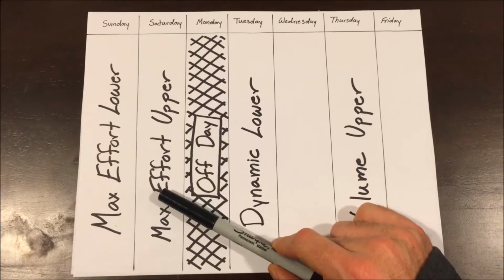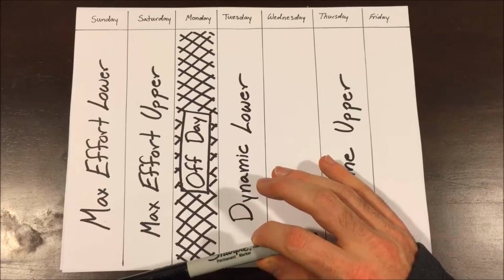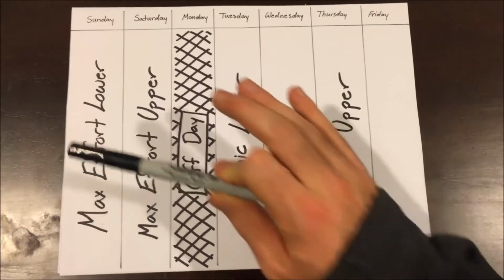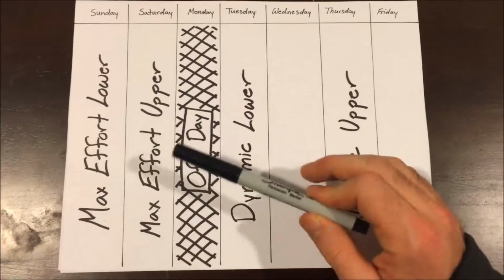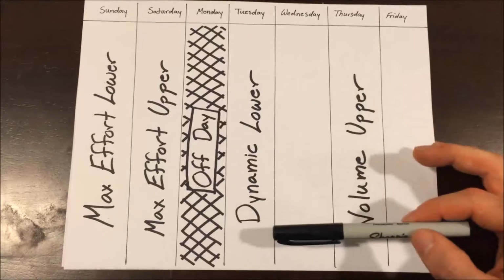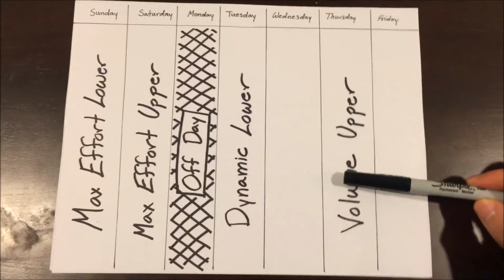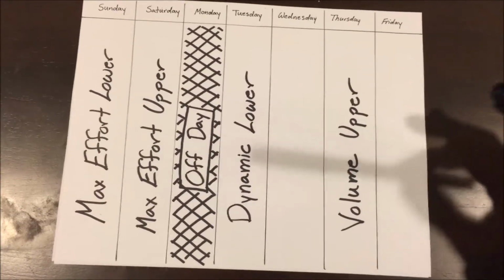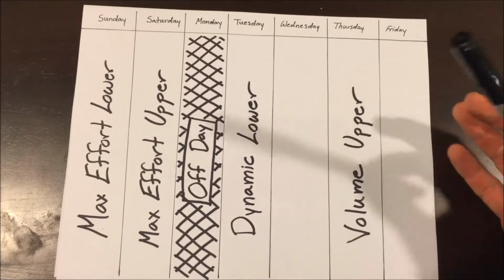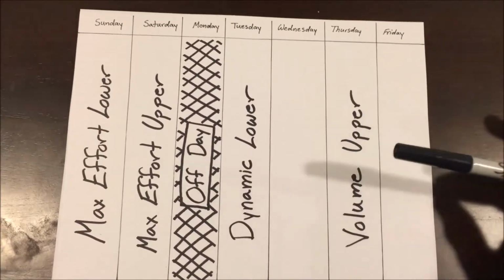Now the max effort work is going to be the heavier, lower rep schemes for the week, and those are going to be the heavier weights. So working on strength here, and the dynamic lower and volume upper, that's going to give me a little bit more volume, a little bit of bar speed here, a little bit of volume work for the upper body, trying to get some hypertrophy these 2 days, working on technique stuff, and just getting the lifts dialed in.